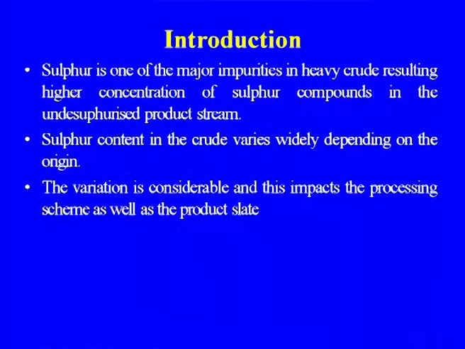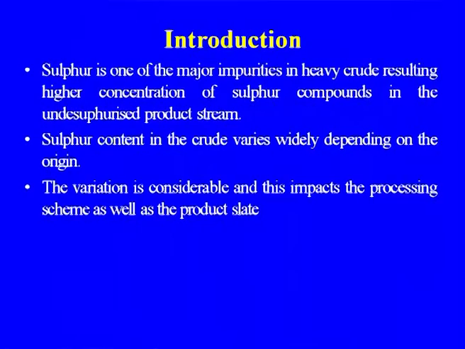Sulphur content in the crude varies widely depending on the origin, because it varies from one place to another, one well to another and one region to another. So we find wide variation in crude oil quality also with respect to sulphur. The variation is considerable, and this impacts the process scheme as well as the product slate.